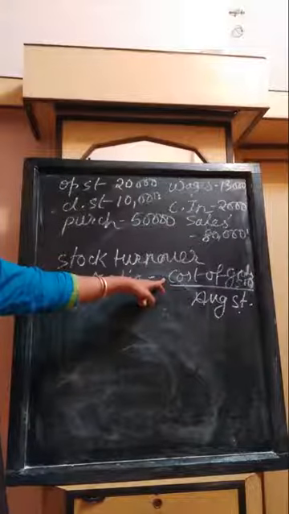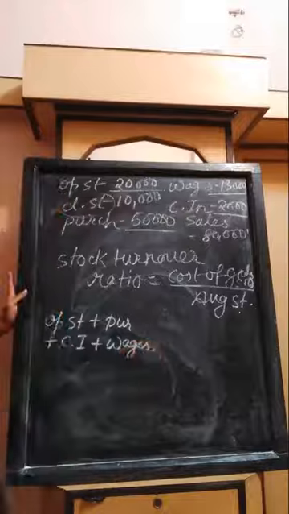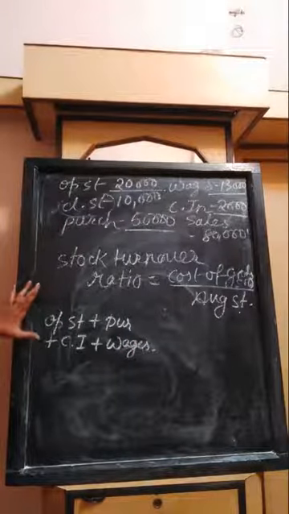The formula of cost of goods sold is opening stock plus purchase plus direct expenses minus closing stock. Direct expenses means wages and carriage inward. You have to add all this and subtract the closing stock from there. Thus you will get the cost of goods sold. So opening stock plus purchase plus carriage inward plus wages.